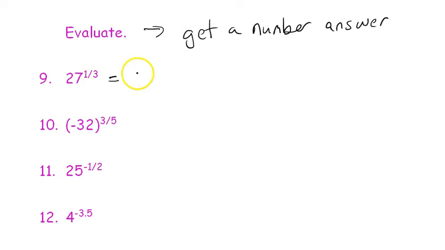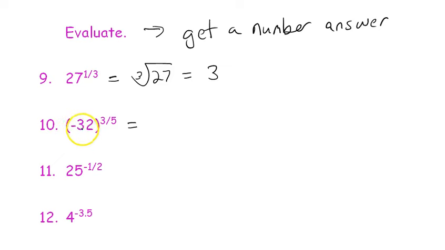So 1/3 power means cube root. So I have the cube root of 27, and the cube root of 27 is 3. If you need to review that, go back and watch the video on radicals. Alright, number 10.